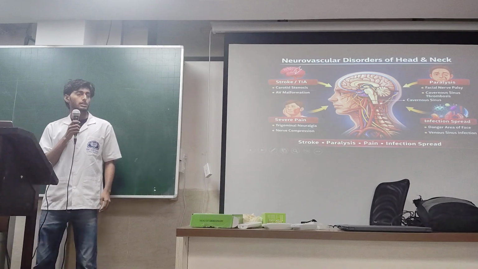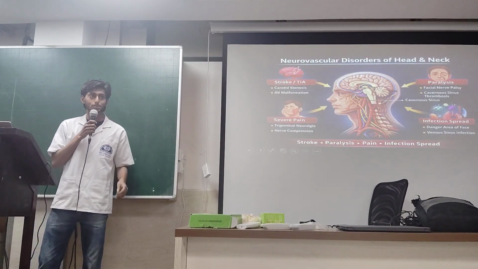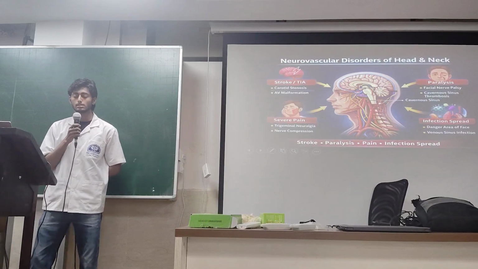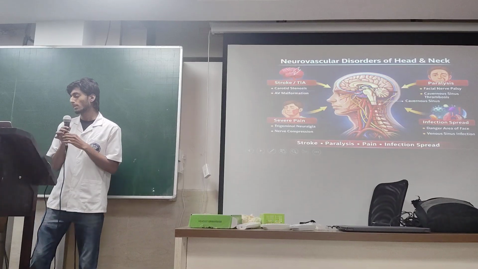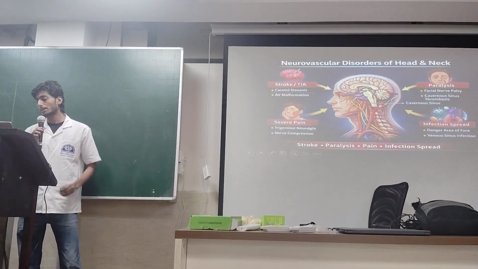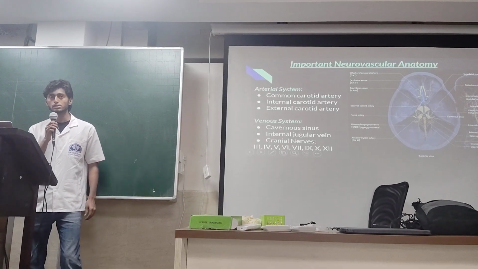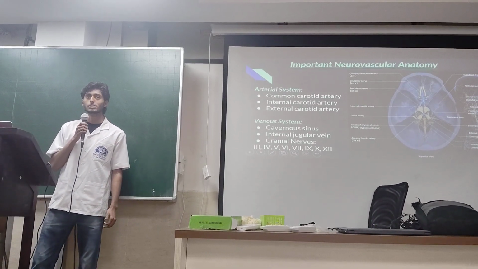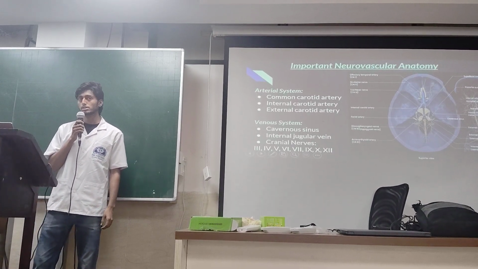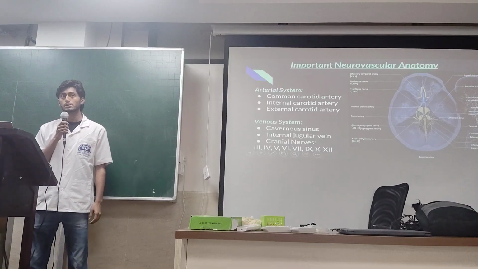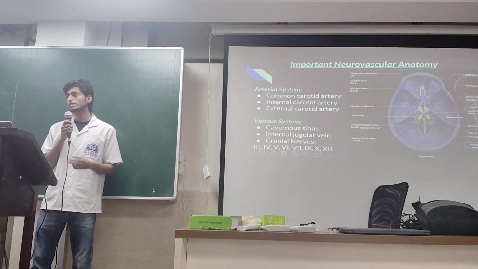Neurovascular disorders involve abnormalities of nerves and blood vessels, which lead to clinical scenarios like stroke, trauma, paralysis, pain, and infectious spread. Important neurovascular anatomy: arterial system, common carotid artery, internal carotid artery, and external carotid artery. Venous system contains cavernous sinus and internal jugular vein. Cranial nerves: 3rd, 4th, 5th, 6th, 7th, 9th, 10th, and 12th.